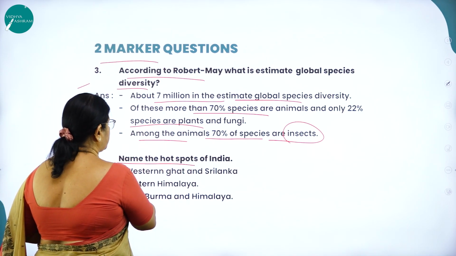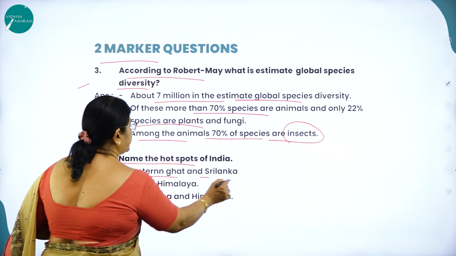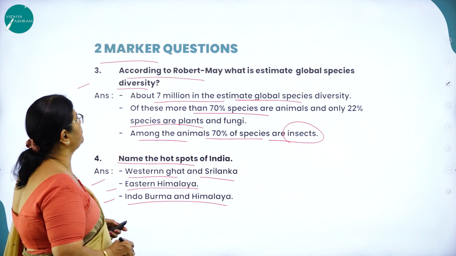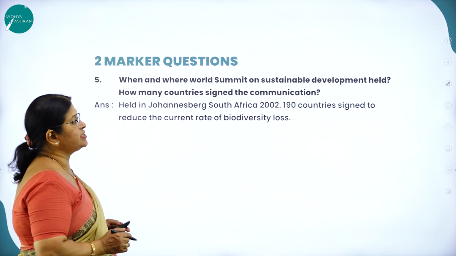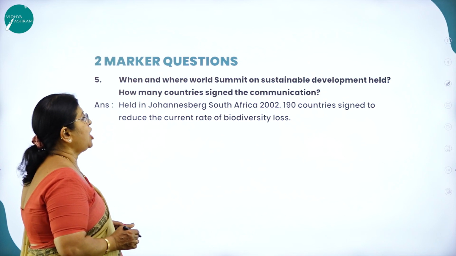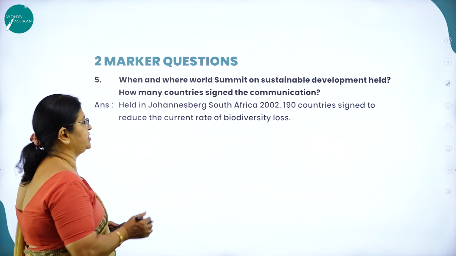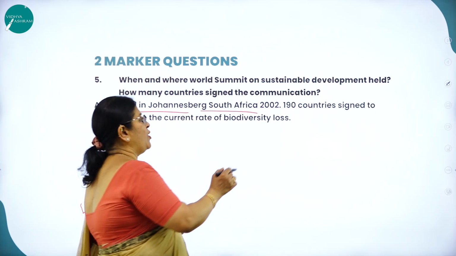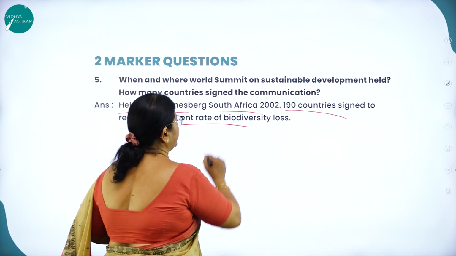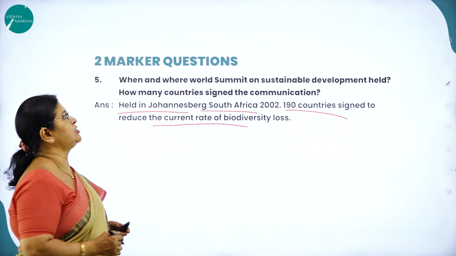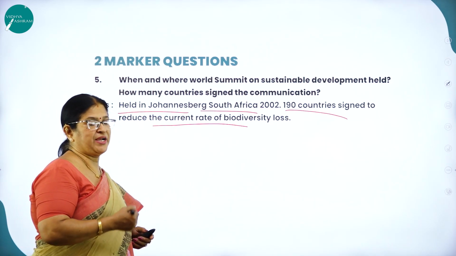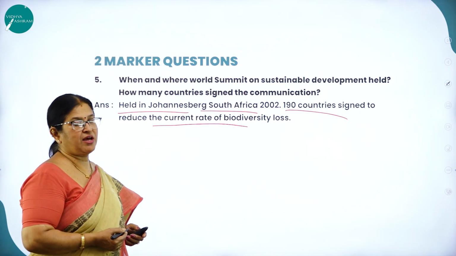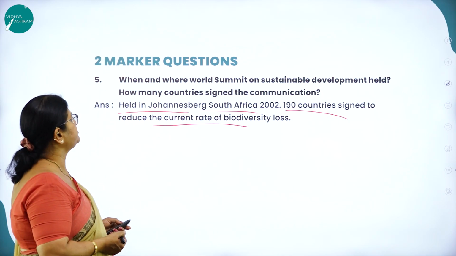Next, name the hotspots of India: Western Ghats and Sri Lanka, Eastern Himalaya, and Indo-Burma. Next, when and where was the World Summit on Sustainable Development held? How many countries signed? It was held in Johannesburg, South Africa in 2002, and 190 countries pledged to reduce the current rate of biodiversity loss. These are the type of questions that might be asked from this chapter called Biodiversity and Conservation, which has a weightage of 4 marks.